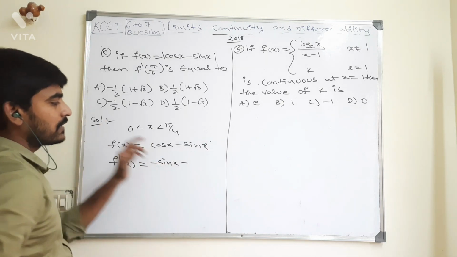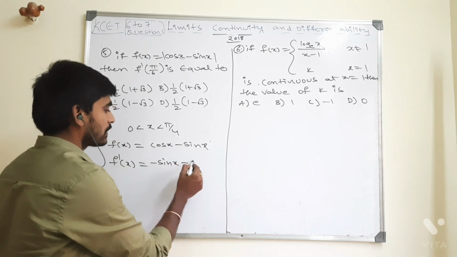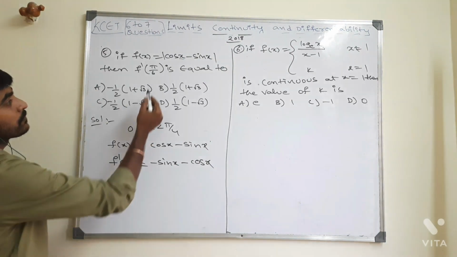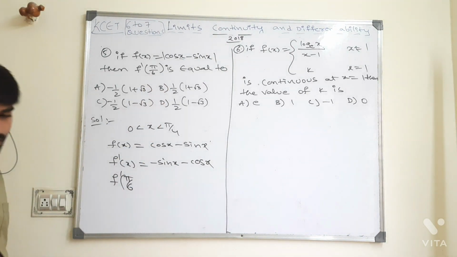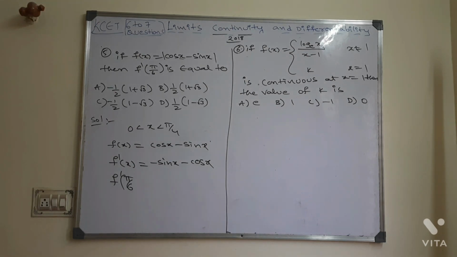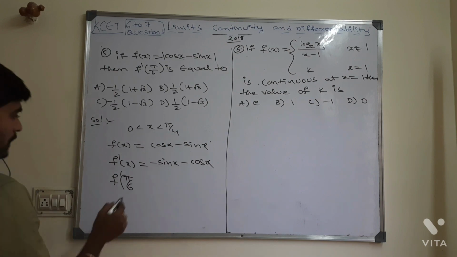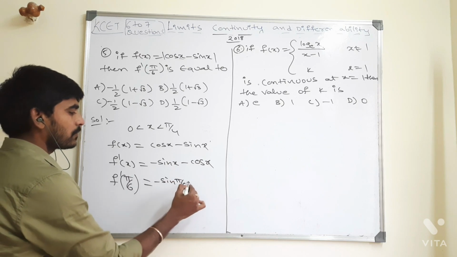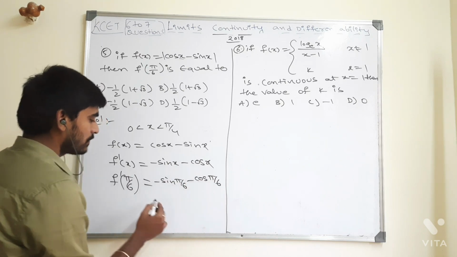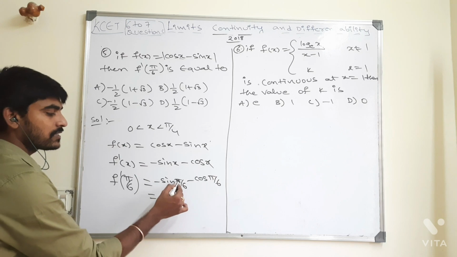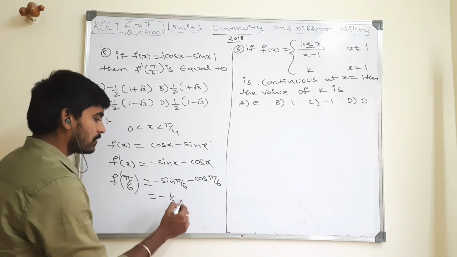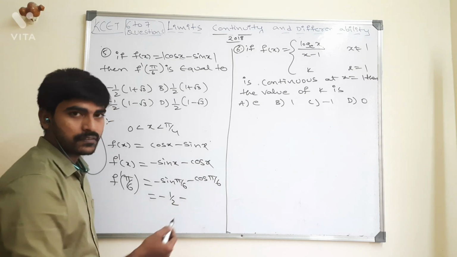So now I would like to apply the things. f dash of pi by 6. So apply then, minus sin pi by 6 minus cos pi by 6 I got here. Sin pi by 6 means 30. What is the value of sin 30? Okay, 1 by 2 minus cos pi by 6. What is the value of cos 30? Cos 30 value is root 3 by 2. Please take 1 by 2 common outside, plus root 3.